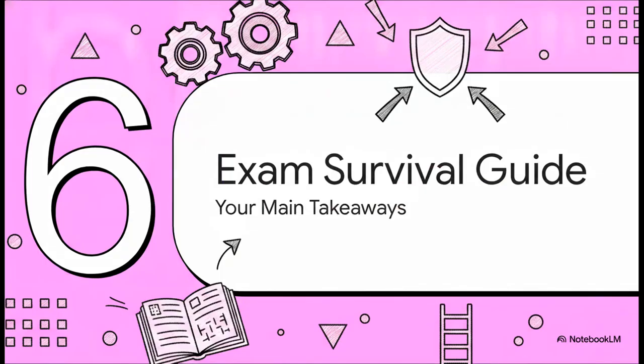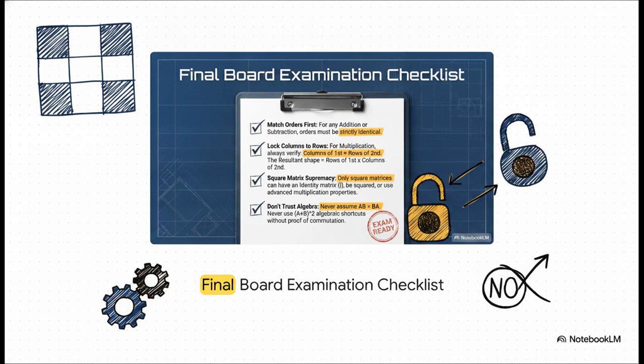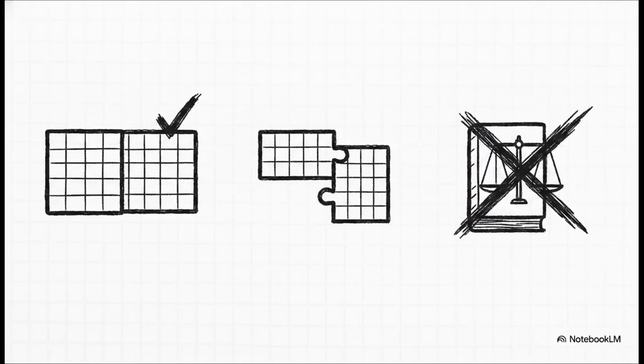Finally, Part 6, Board Exam Survival Guide, your main takeaways. Here is Santosh Sir's final exam checklist. First, we have the supremacy of square matrices. Remember, only square matrices can actually be squared or even have an identity matrix. And second, we have the absolute need to verify compatibility locks before you even think about multiplying. Do not trust your old algebra instincts. So, if you remember absolutely nothing else from this explainer, punch in these 3 golden rules.